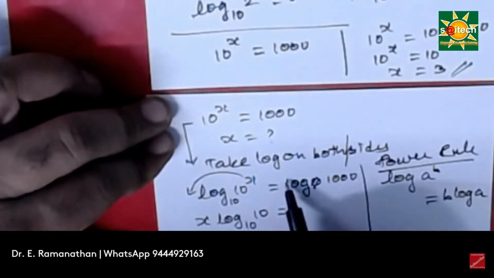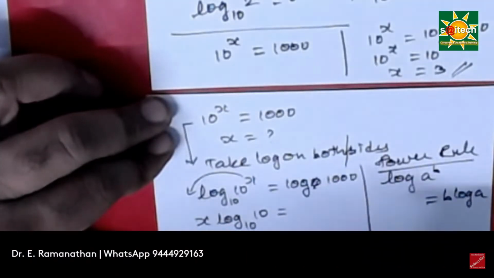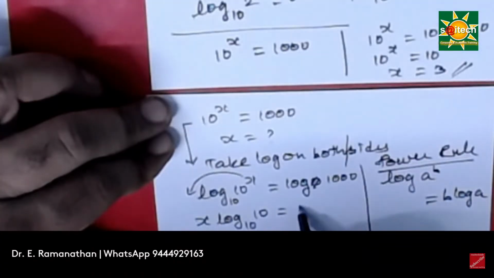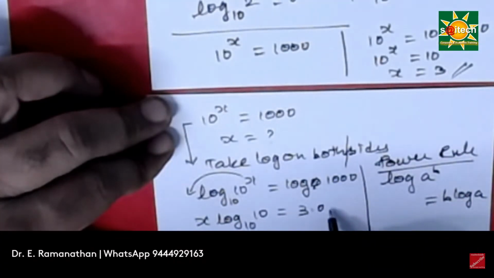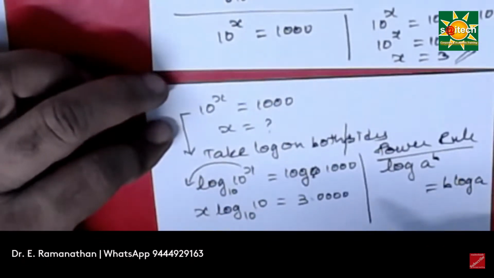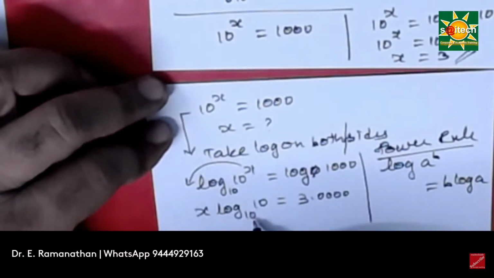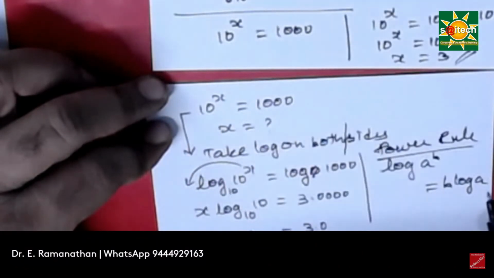Okay, so log 1000 is nothing but, if you have got 3 digit, you can check the value also. The value is 3.000. You can check with the table value. Now log 10 to the base 10 is nothing but 1. x into 1 is equal to 3.0. Therefore x value is 3. Okay, and that is why 10 power x, so we have got the same value, 3.